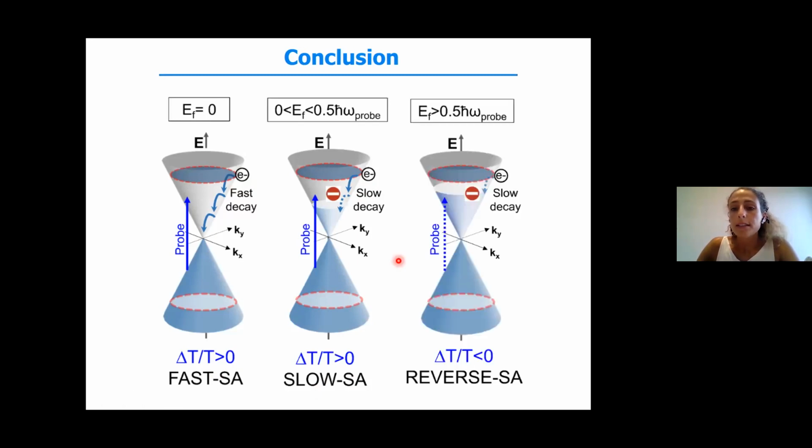Finally, if we exceed with the doping the threshold for interband transition, we can even reverse the behavior of graphene and obtain a reverse saturable absorber. So with this, I conclude and thank you for the attention.